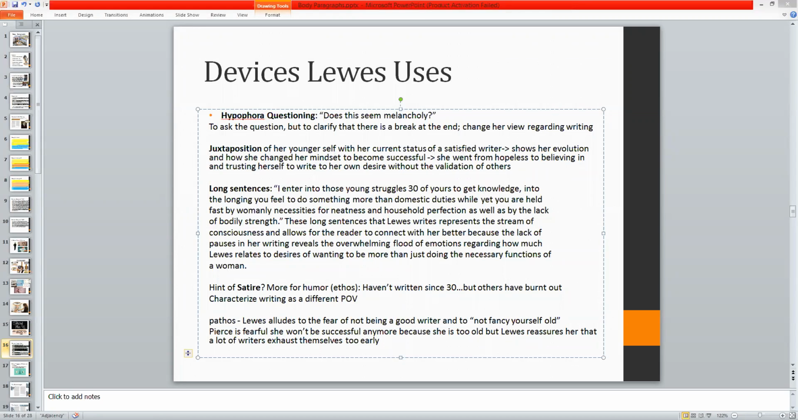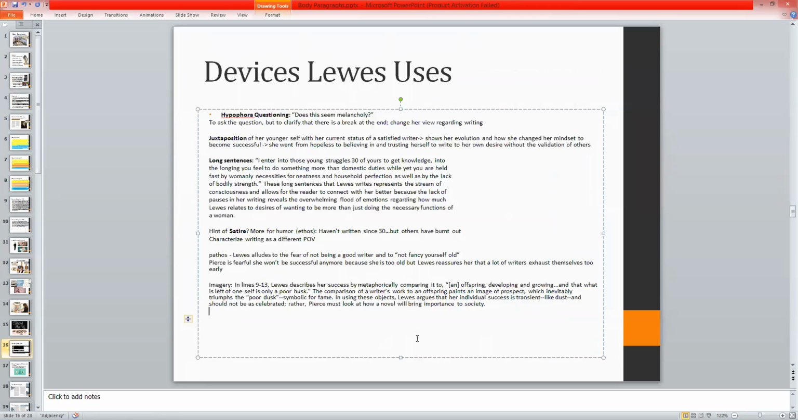I'll take one more from Quinn real quick here on imagery, where she writes, boom. In lines 9 to 13, Lewis describes her success by metaphorically comparing it to, quote, an offspring developing and growing, and that what is left of oneself is only a poor husk. The comparison of a writer's work to an offspring paints an image of prospect, which inevitably triumphs the, quote, poor husk, symbolic for fame. In using these objects, Lewis argues that her individual success is transient, like dust, and should not be celebrated. Rather, Pierce must look at how a novel will bring importance to society.